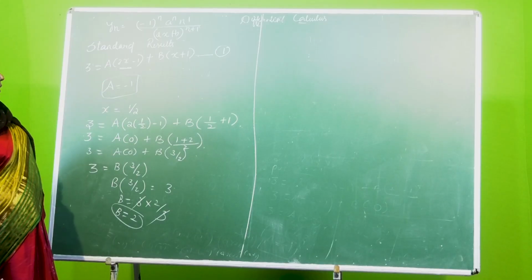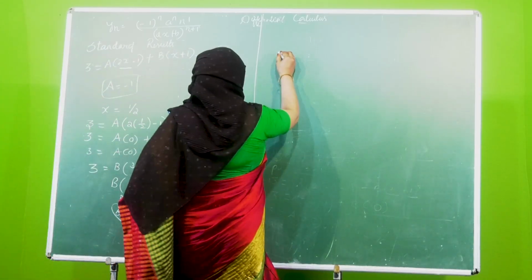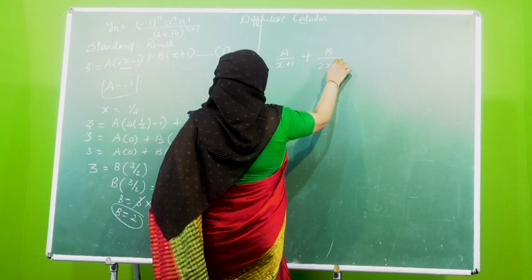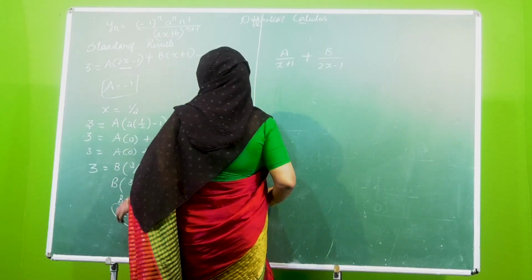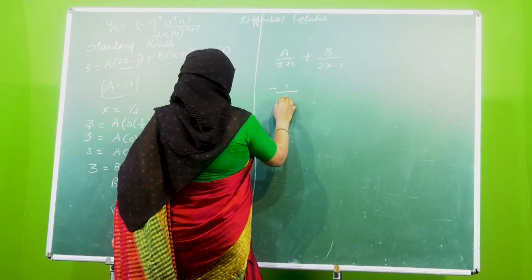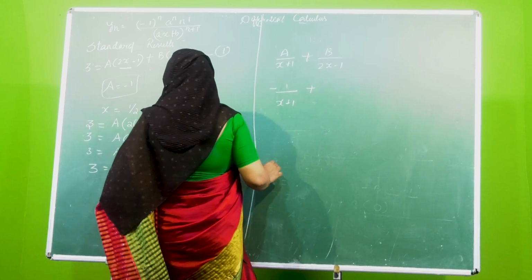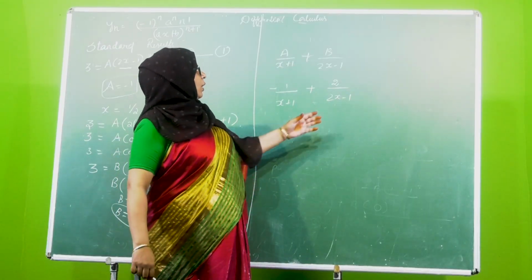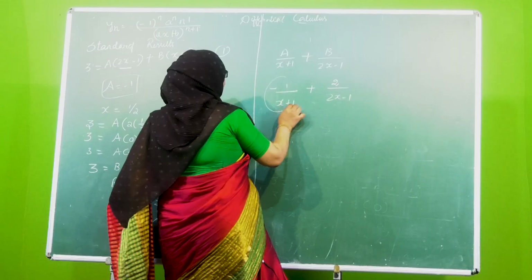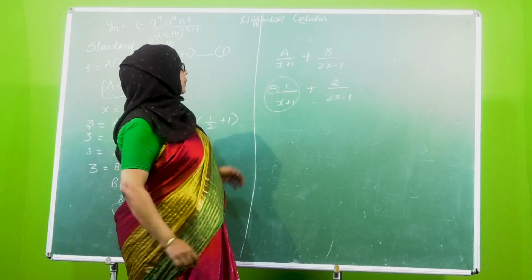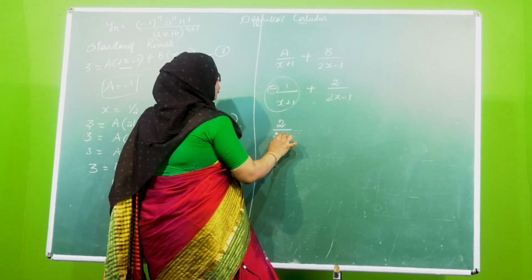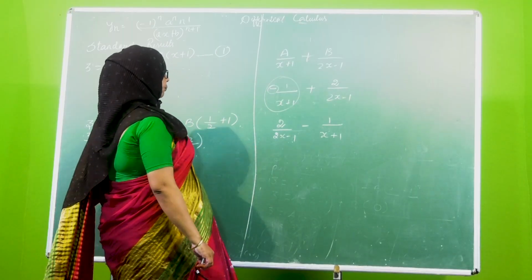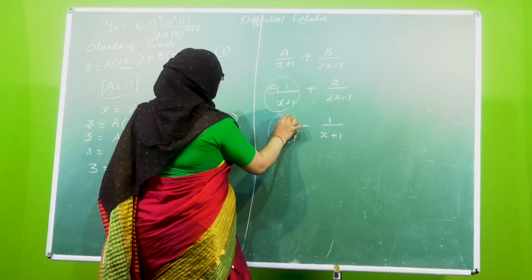Now we are going to substitute. That is, a divided by x plus 1 plus b divided by 2x minus 1. So what is the value for a? Minus 1 divided by x plus 1 plus b, 2 divided by 2x minus 1. We are changing for our convenience. That is, minus is here. So 2 divided by 2x minus 1 minus 1 divided by x plus 1. Okay, so 2 is the constant.